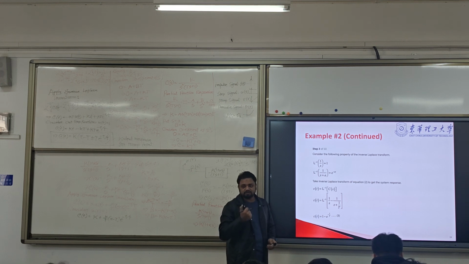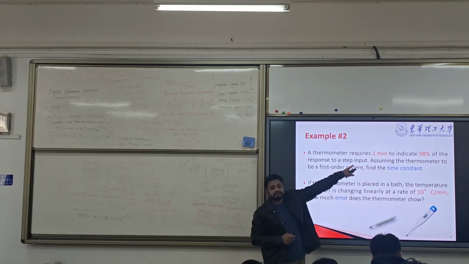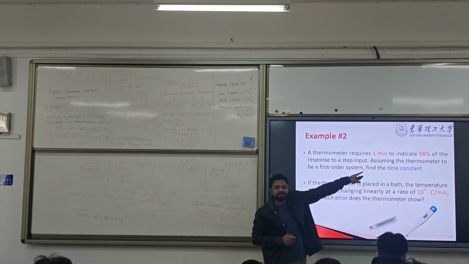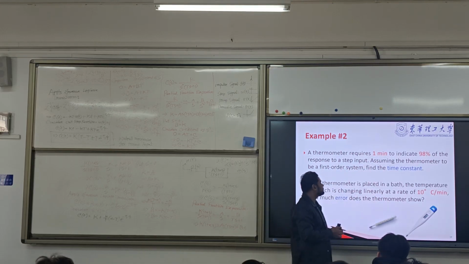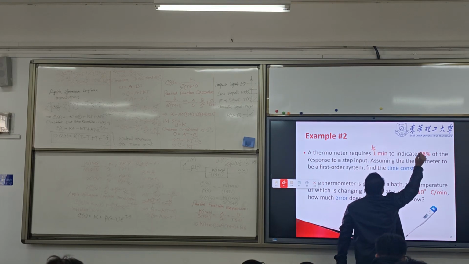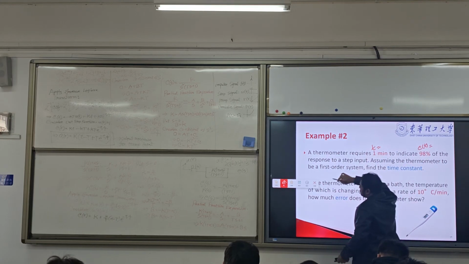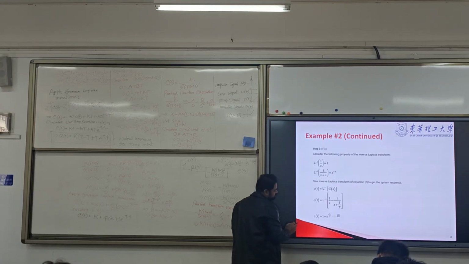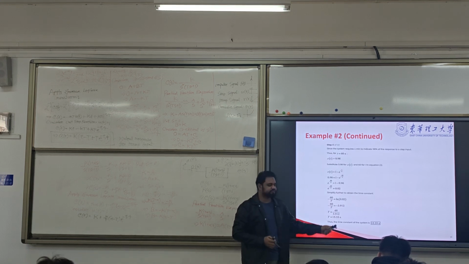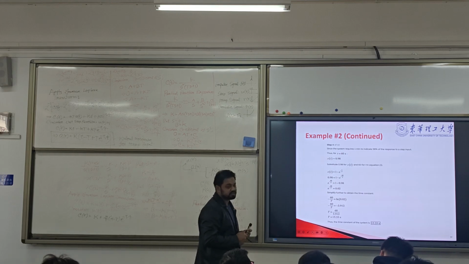Now, what do you need to find? You need to find this T, capital T. But this quantity is given. Look, it takes 1 minute to reach 98%. This is small t, and this is c(t). So this value and this value are given, t and c(t). So here we have the equation. Look, we have t and c(t), so you can find T. Here T is 15.33. Calculate the equation and you will get that time constant. That is the first part.